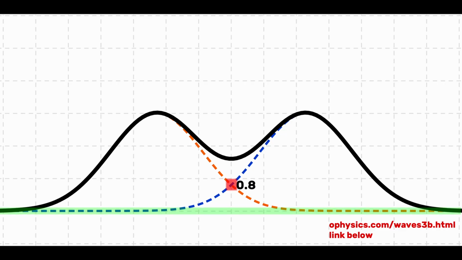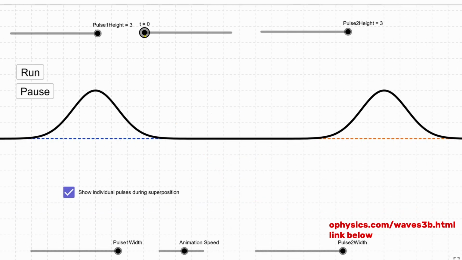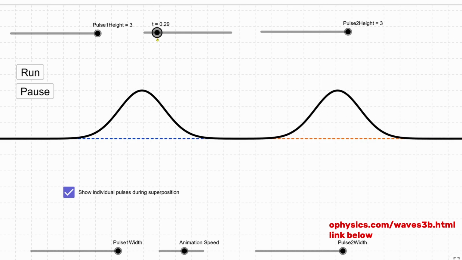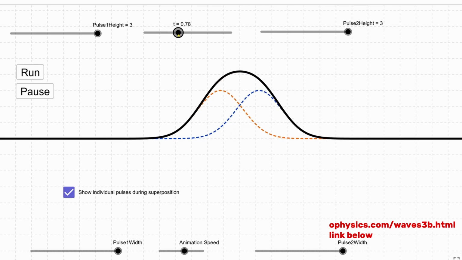The resultant wave, the black line here, is the sum of these two heights. So the height of the blue wave and the height of the orange wave at this specific point. So what we've done here is applied the superposition principle. In other words, this is the method of summing the displacement of two or more waves that are occupying the same space. And in fact, this simulation from the O Physics website is using the superposition principle to calculate what our resultant wave should look like as we move through time.